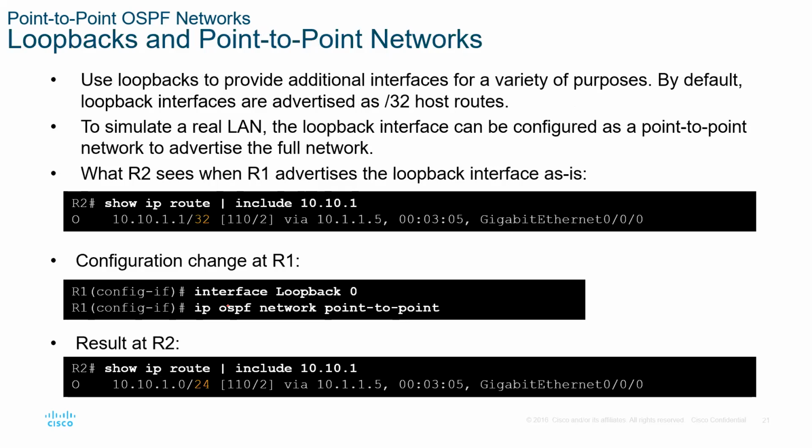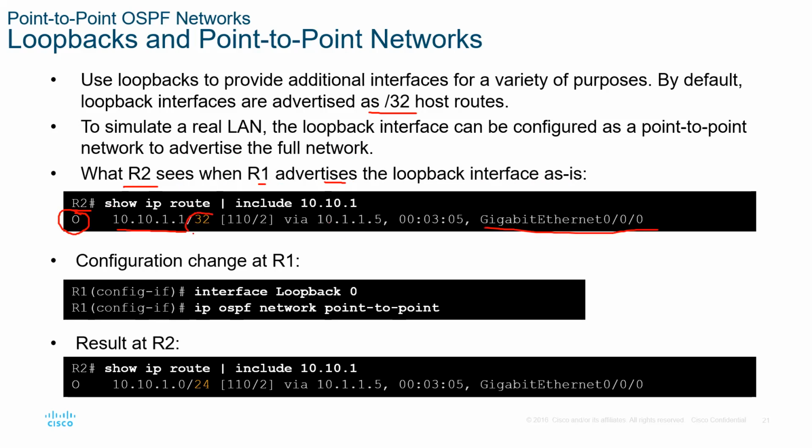Loopbacks and point-to-points. Use loopbacks to provide additional interfaces for verification purposes. By default, loopback interfaces are advertised as /32. Okay. So to simulate the real LAN, loopback interfaces can be configured as a point-to-point network to advertise the full network itself. So what router 2 sees when router 1 advertises the network is this. So router 2 is going to see, you see this O tells us this is OSPF, and then this is what it has learned, and this is the interface it learned through.